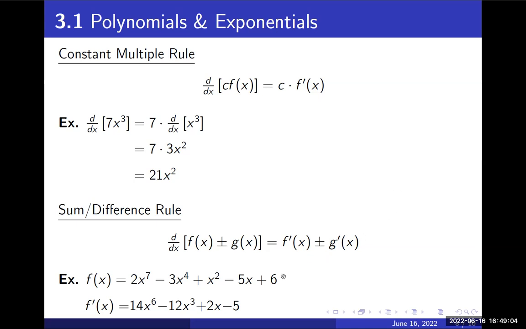Pretty powerful. I mean, imagine doing something like that with the definition, with the limit. Oh my gosh. No work at all. Boom, answer. Pretty sweet.